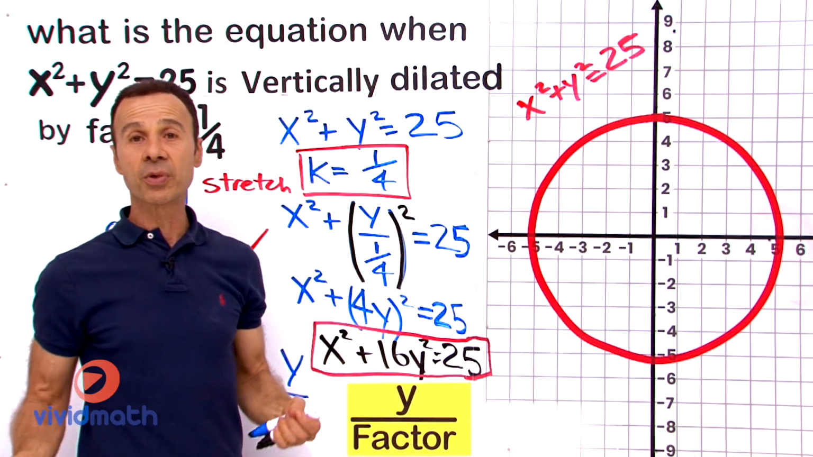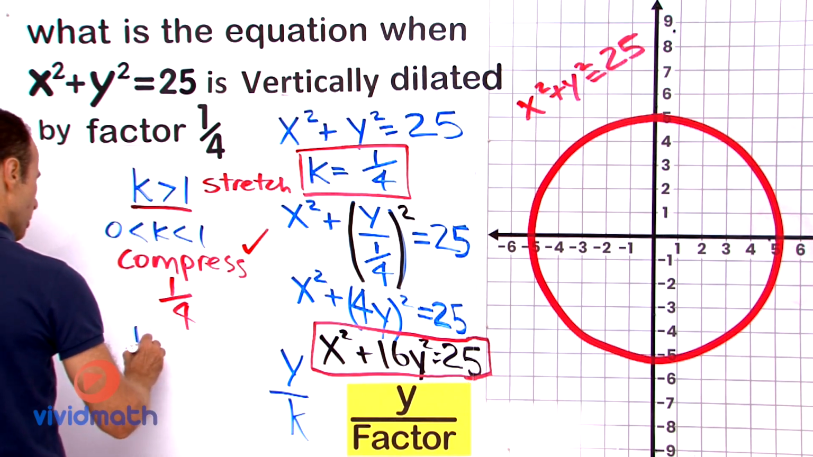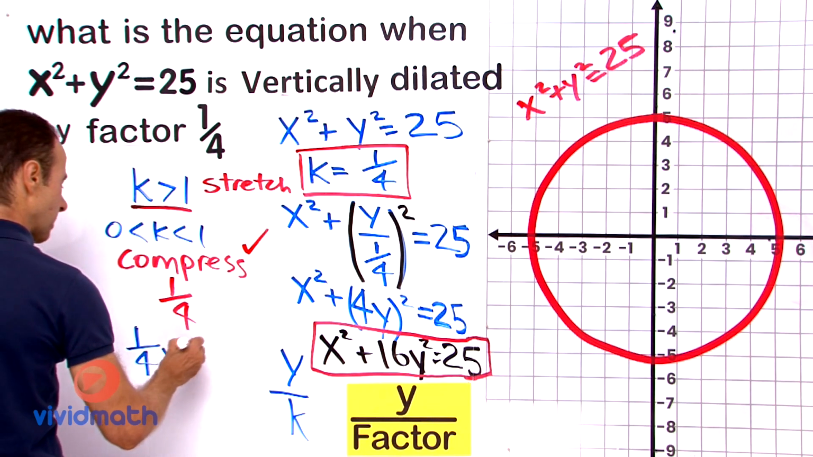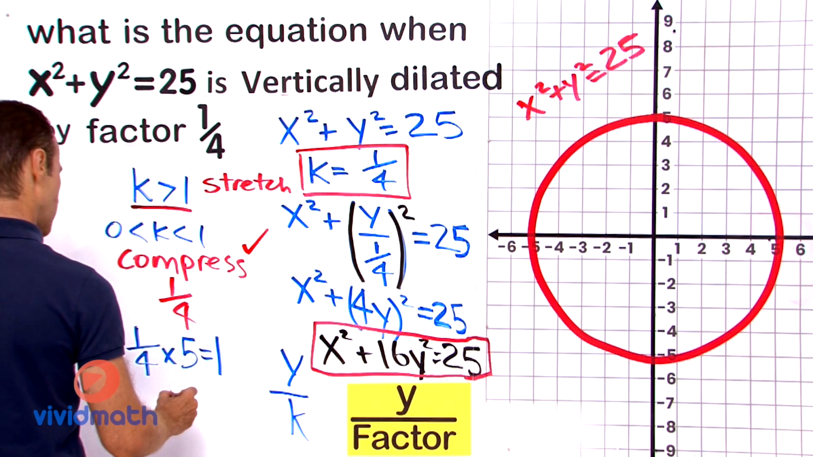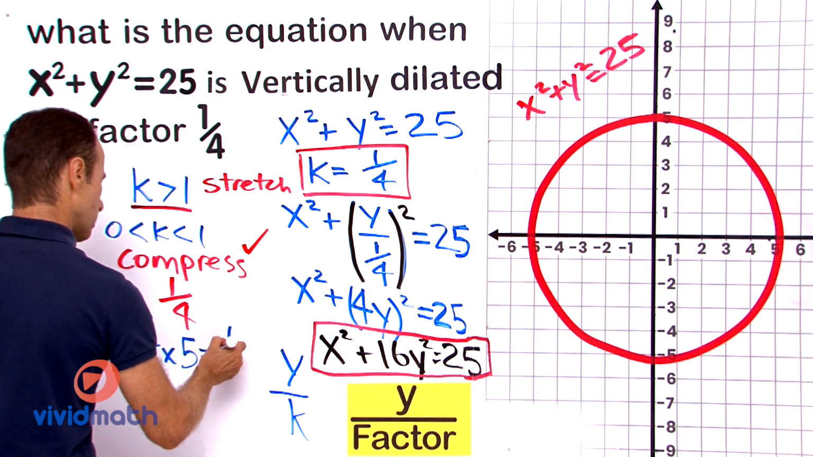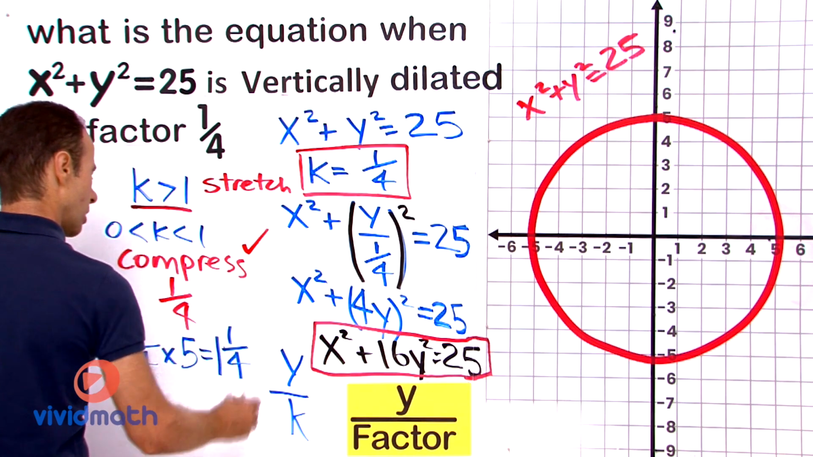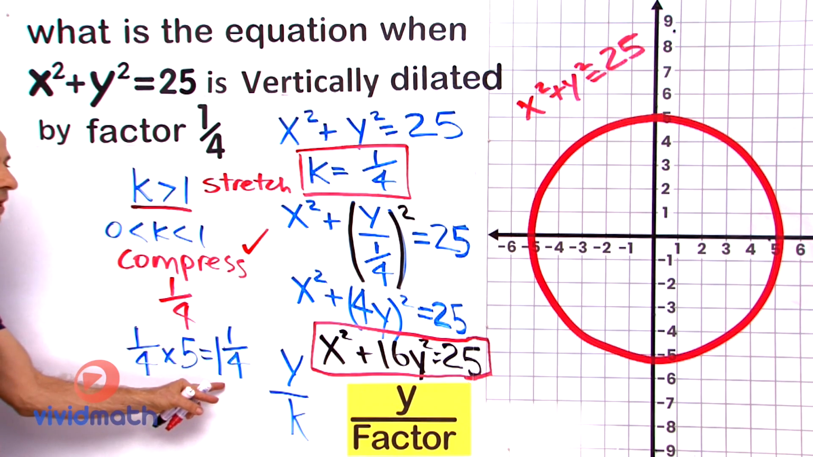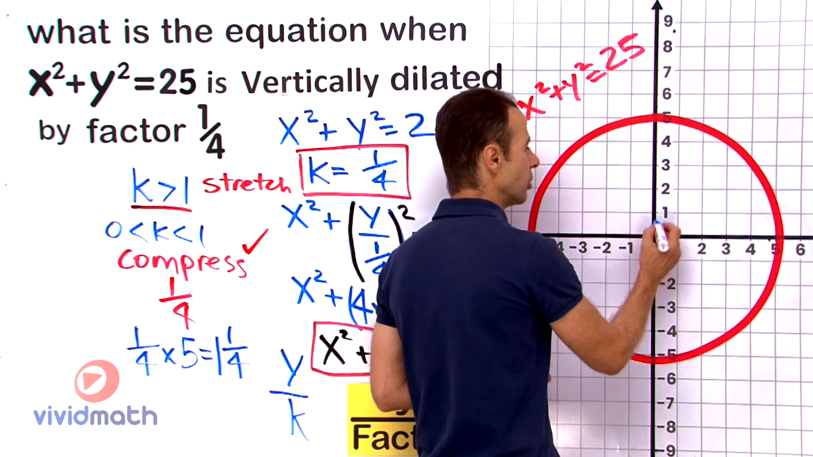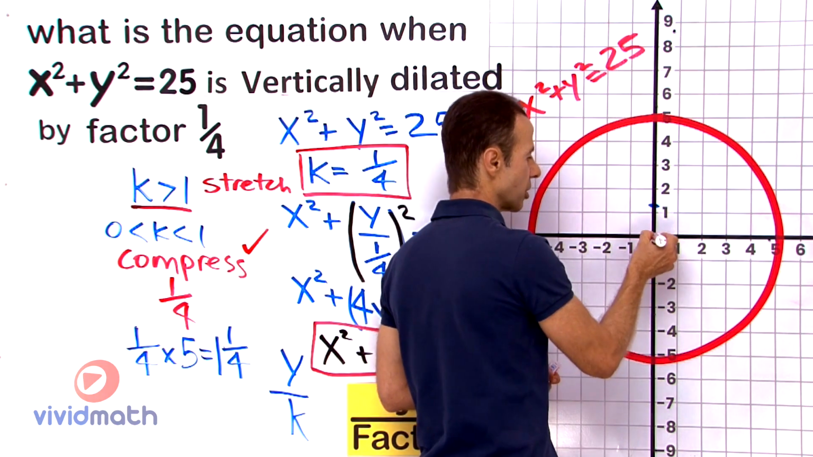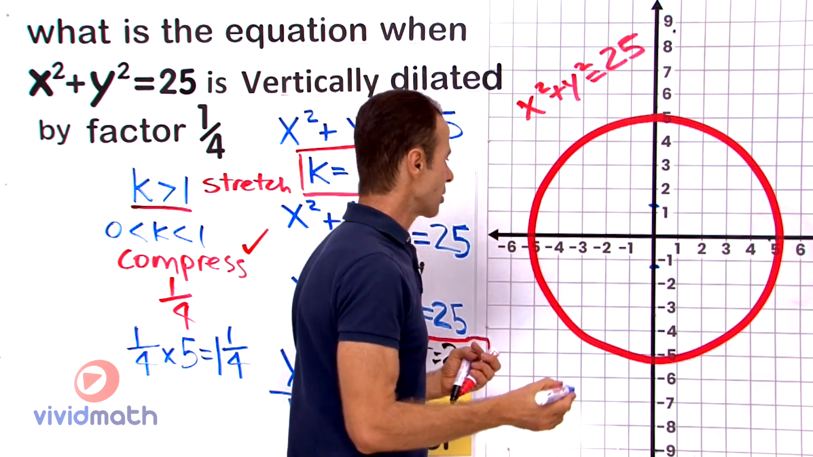So what's 1/4 of 5 units? So we just go 1/4 times 5. That equals 1 and 1/4, or 5 on 4. So this is what it's going to do. It's going to go up 1 unit and 1/4, which is there. It's going to go down 1 unit and 1/4, which is there. So if we join the dots, it's going to look like this.